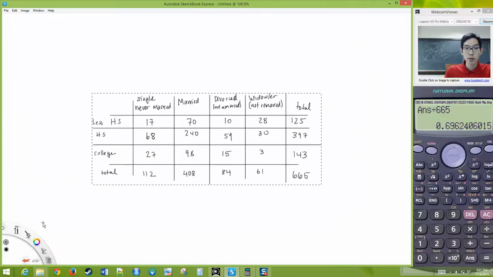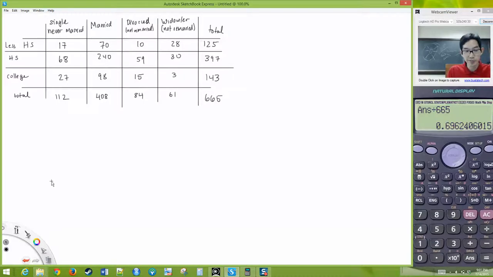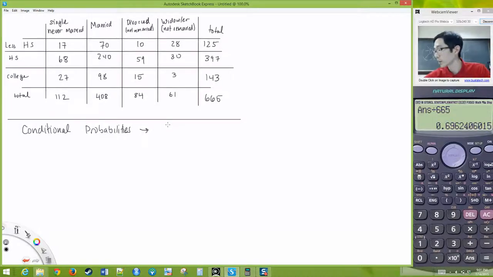Okay. I want to talk about what we call conditional probability. So we're still using the same table here, continuing on. We have what we call conditional probabilities. And they look something like this. Probability of something given something, okay? Probability of A, vertical bar B, we read this as probability of A given B.